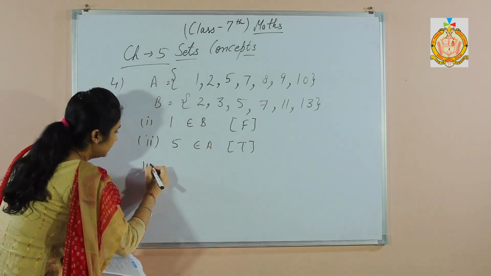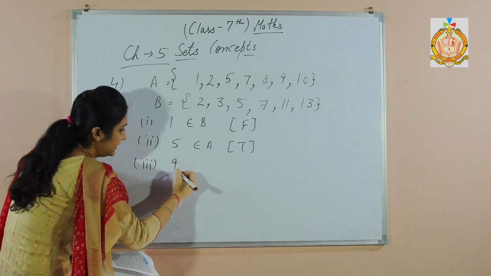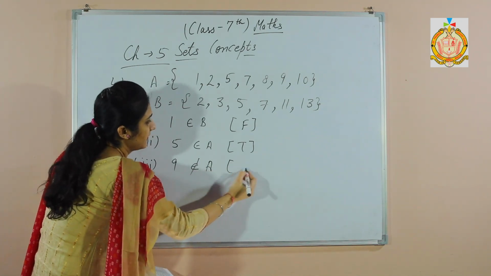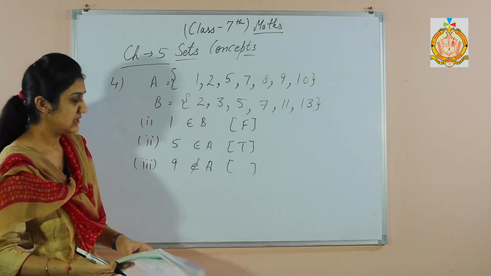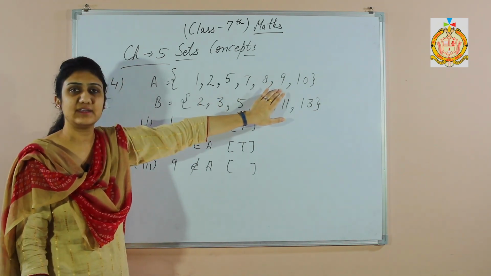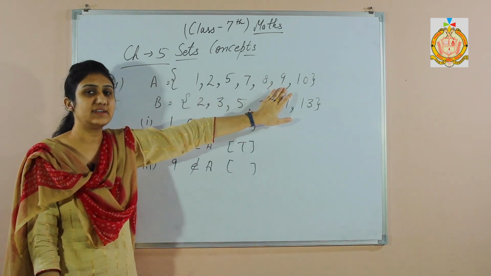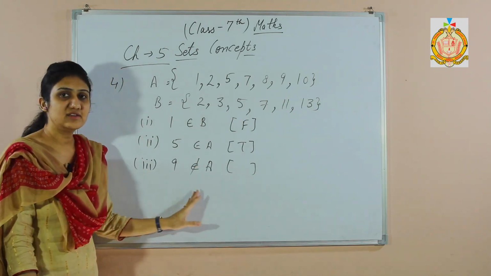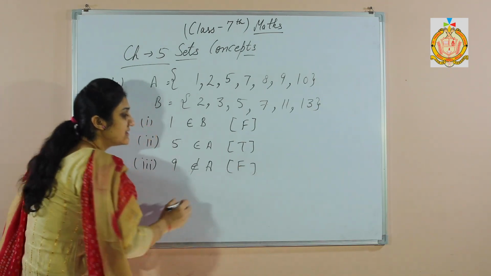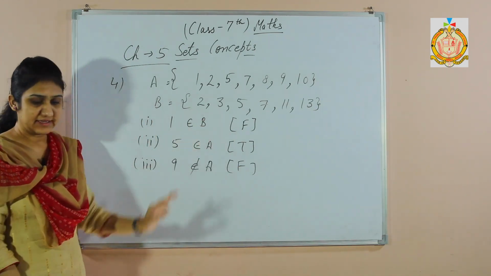The third one is 9 doesn't belong to A. Is 9 present in set A? Yes, it belongs to set A. We can say 9 belongs to set A, but here it is written 9 doesn't belong to set A. So this statement is false because 9 is an element of set A.